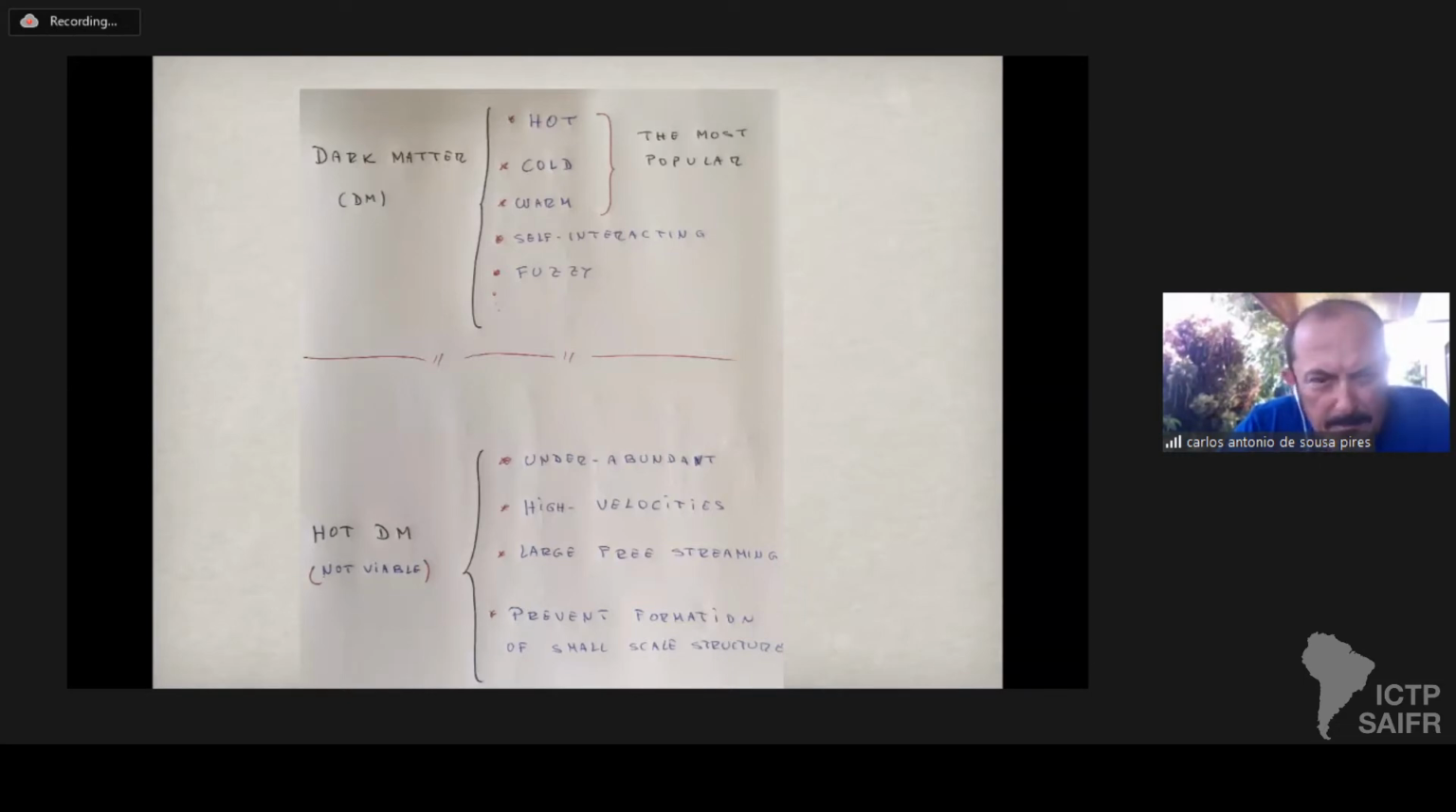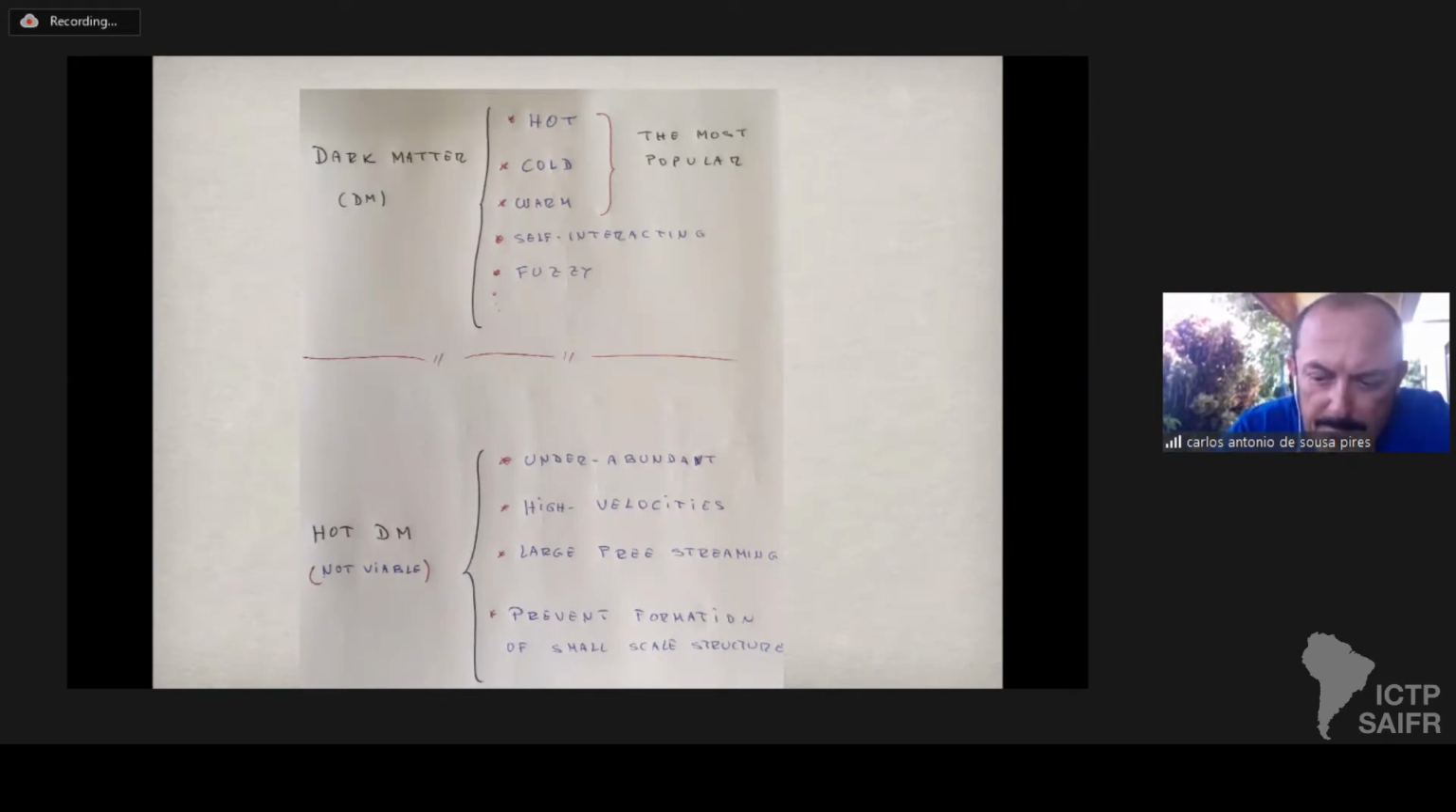This kind of hot dark matter is characterized by high velocity, which means that they have a large free streaming. Unfortunately, this prevents formation of small scale structure of the universe. Hot dark matter is not a good candidate to compose all the dark matter of the universe.